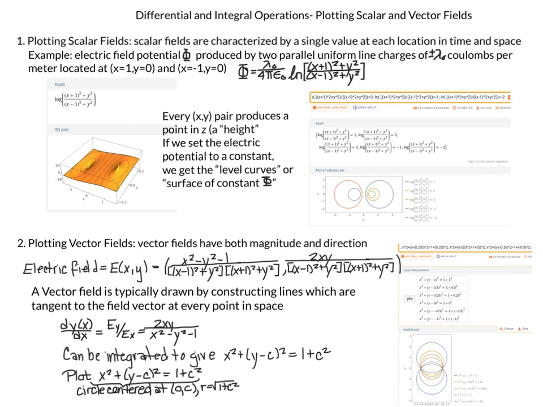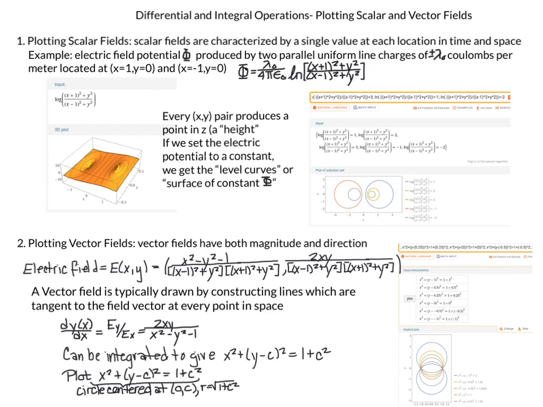So to review what we've covered in this video, first we talked about plotting scalar fields, and scalar fields are characterized by a single number. Our example was this phi, the electric field potential phi, and it would take in values for x and y and produce a single number. This is a three-dimensional graph since our x and y is a plane, it's two-dimensional, and then our phi is the height above the plane. So it's a three-dimensional graph.